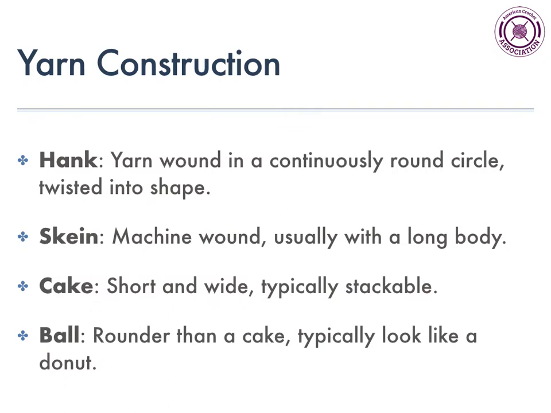A hank is essentially yarn that's wound in a continuous round circle and then twisted into shape. A skein is most likely machine wound, and it's usually constructed with a long body. A cake is something that's very short and wide, and you can typically stack them up really neatly. And a ball is essentially something that is rounder than a cake, and these typically look like a donut.